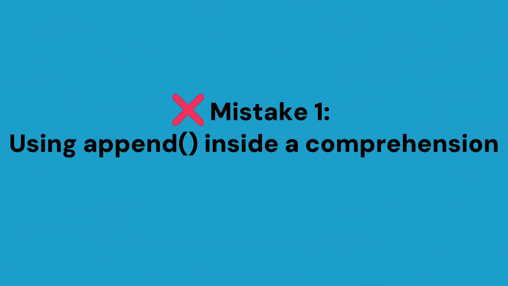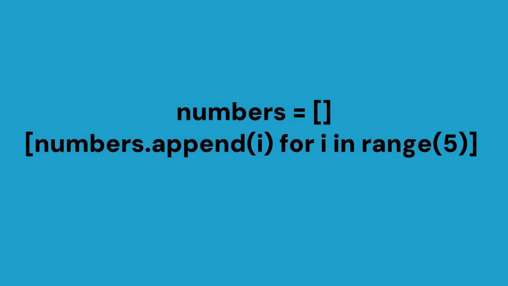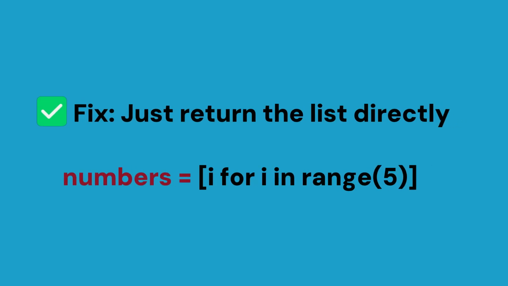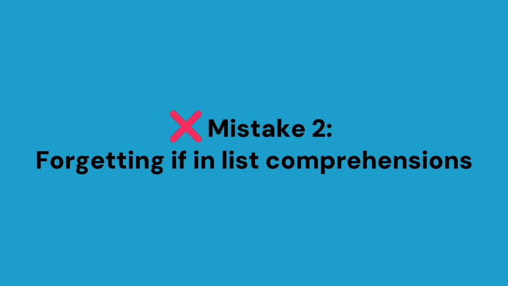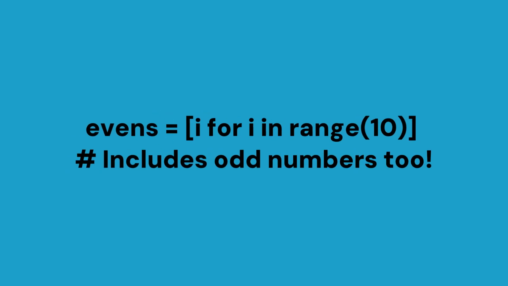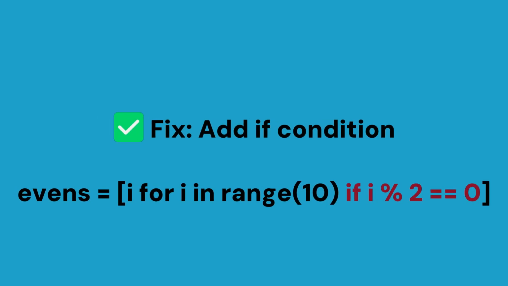Now, a common mistake: using the append function inside a comprehension. Let's say we have numbers with an empty array, and we write numbers.append(i) for i in range(5). So we are writing the append function inside the comprehension. We should not do that. Instead, we have to just return the list directly. Another mistake is forgetting the if in list comprehensions. For example, evens would include odd numbers. We have to add an if condition like if i modulus 2 equal to 0.